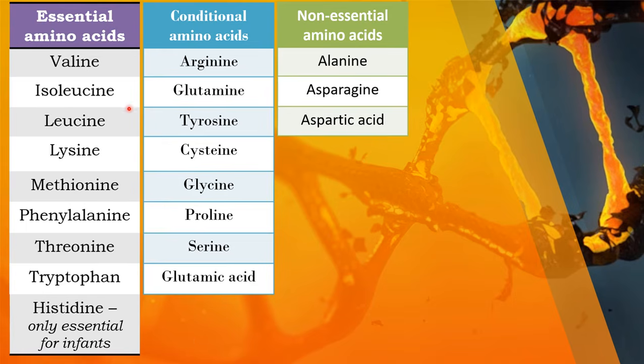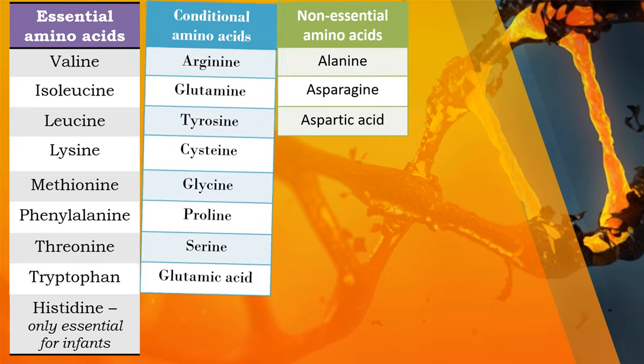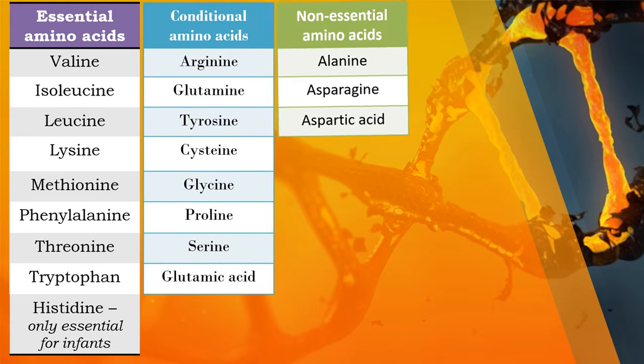So, ibig sabihin, ang mga amino acid na ito ay makukuha natin sa ating mga kinakain. Conditional amino acids and non-essential amino acids are synthesized by our body. Yan ang nililikha ng ating cell.